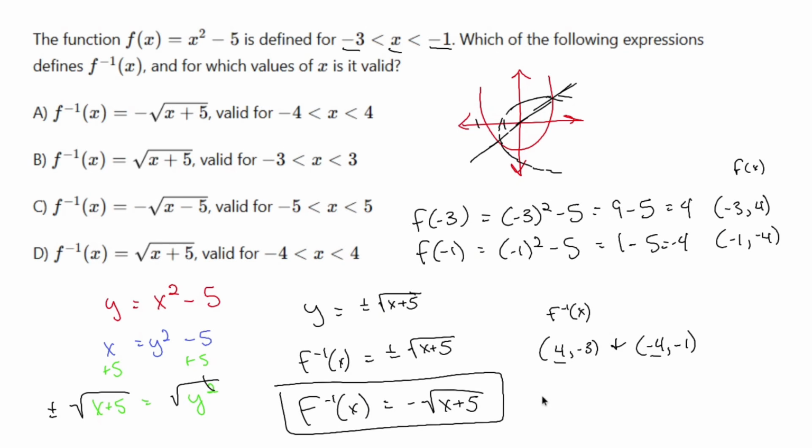So all the fun stuff is going to happen between negative 4 less than x less than regular 4. So my final answer is going to be f inverse of x equals negative square root of x plus 5, and that's going to be valid for all x values between negative 4 and positive 4. The answer is A.